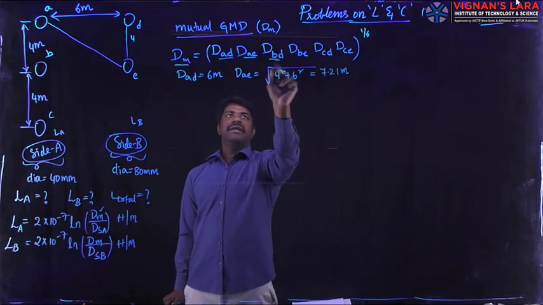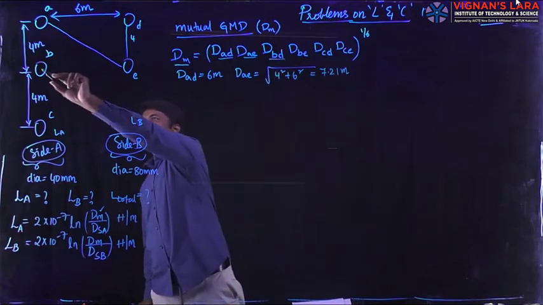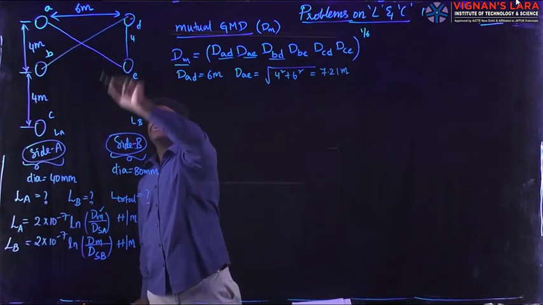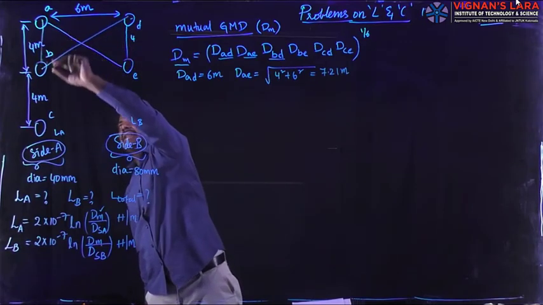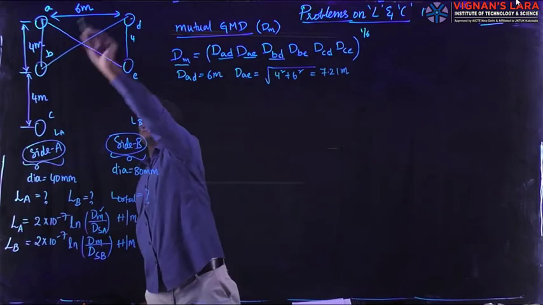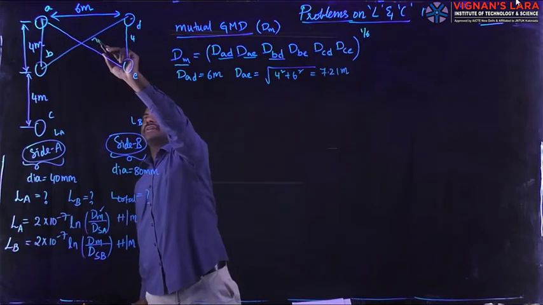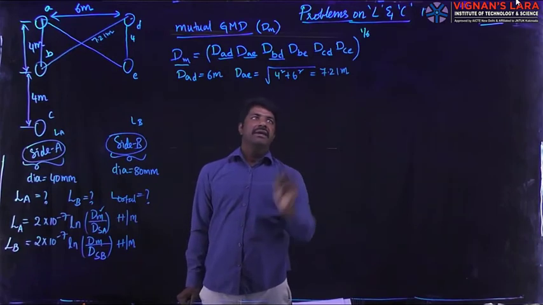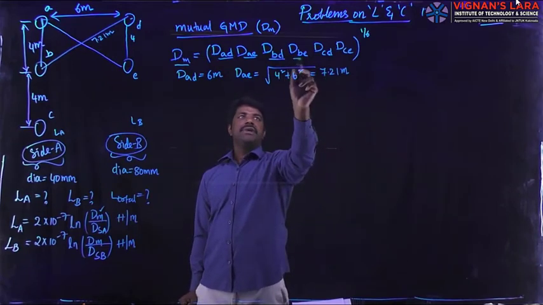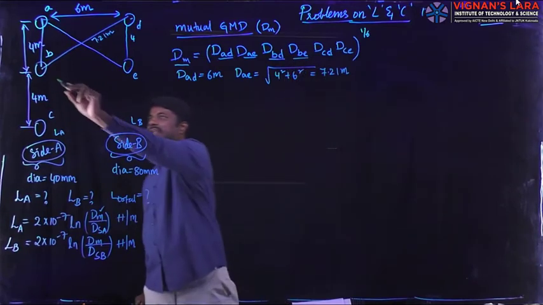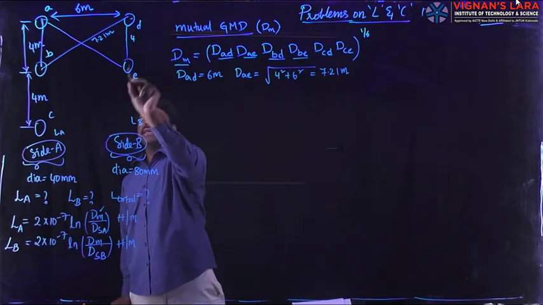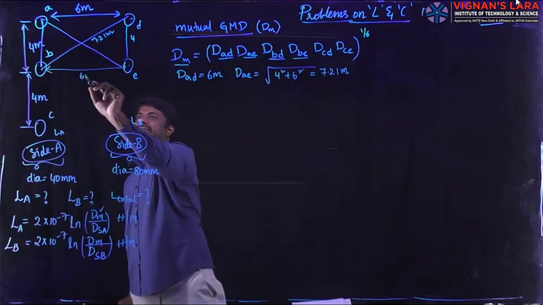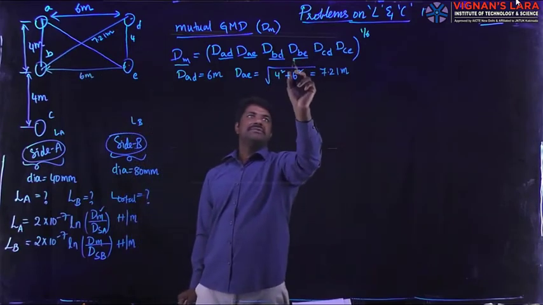And next BD. What is BD? Yes, this is B and this is D. This was the distance required, which is nothing but again a right angle triangle with the sides of 4 and 6. The same distance, that is 7.21 meters. So no need to calculate BD, it is already calculated. And next BE. This is conductor B and this is conductor E. The distance is already given, it is nothing but 6 meters. Directly I will take that 6 as BE.